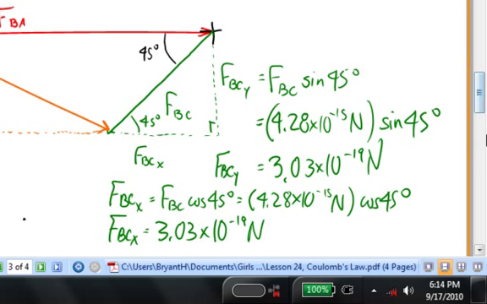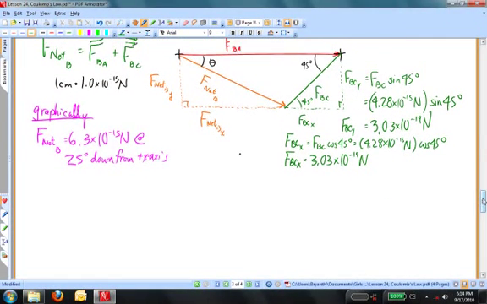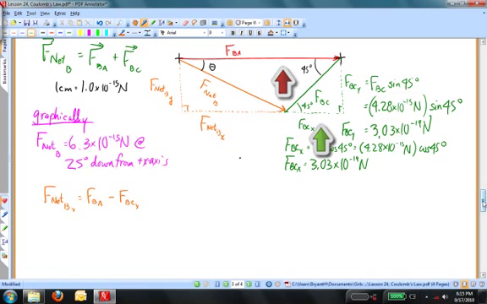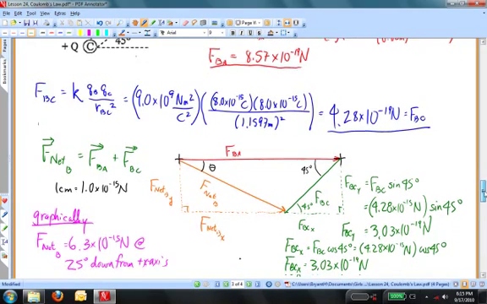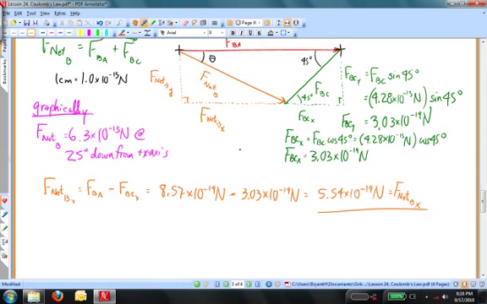Now I'm ready to find the net force on the object. I'm going to see that according to this diagram, it has an x component, which is equal to FBA minus FBC in the x direction. And now I need to scroll back up and see what FBA is. FBA is 8.57 times 10 to the minus 19 newtons. Let me put in the numbers now, and I'll feed that into my calculator and get some result. I find that the x component of the net force on B is 5.54 times 10 to the minus 19 newtons, and that is to the right.